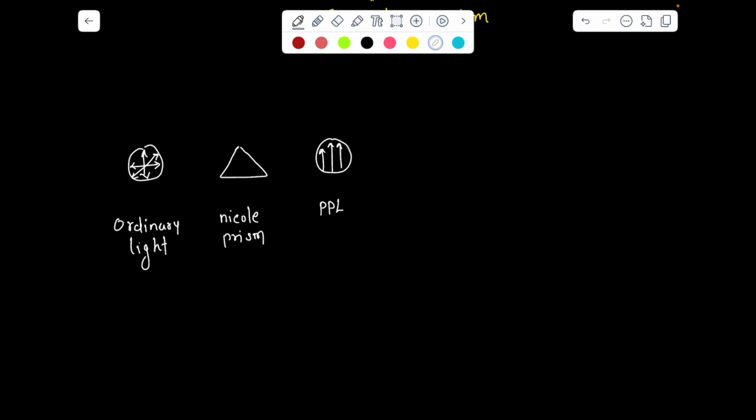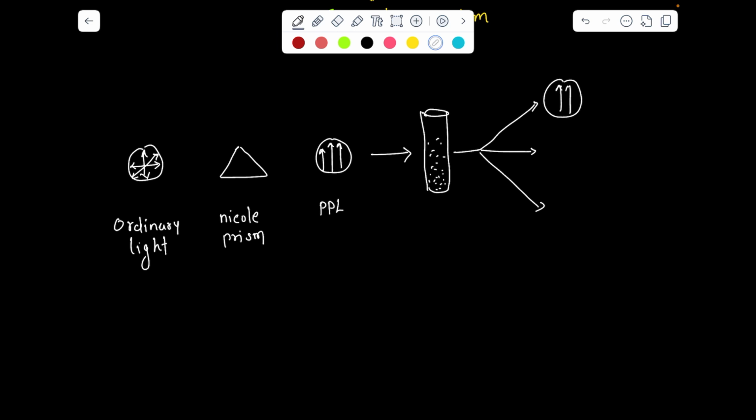Now this PPL we are passing through the organic sample. We can take a tube of length L, filled with some concentration of the organic sample. We can observe three possibilities. The first possibility: no change in the light. If no change happens with the PPL, we can say it's an optically inactive compound. If clockwise rotation happens, we can say it's optically active. If anti-clockwise rotation happens, then again we can say optically active.